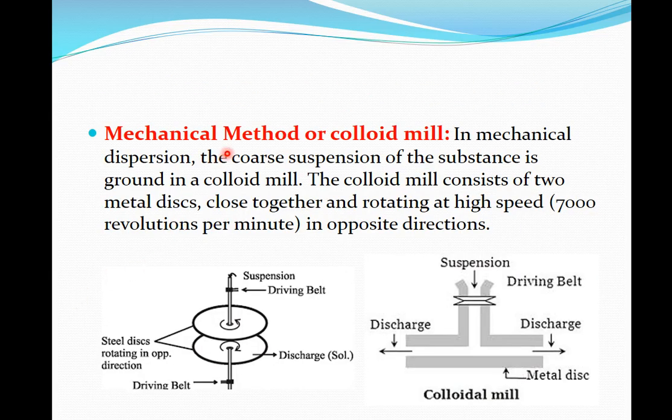Next is the mechanical method or colloid mill. In this method, the suspension of a substance is ground in a colloid mill. A colloid mill consists of two metal discs capable of rotating in opposite directions at a very high speed. So from here you add the suspension. These are two metal discs. They are rotating in opposite directions, and from there you will get the colloidal solution.